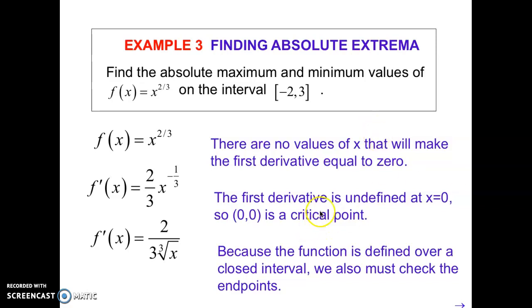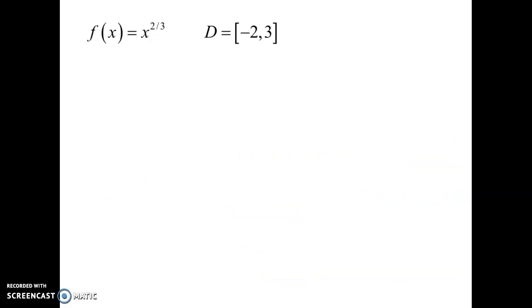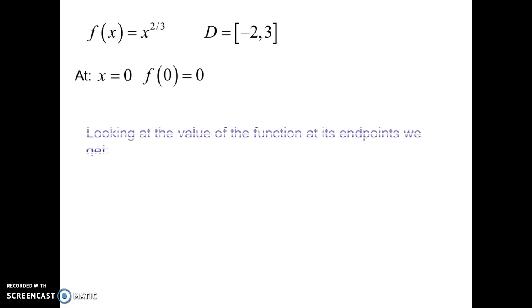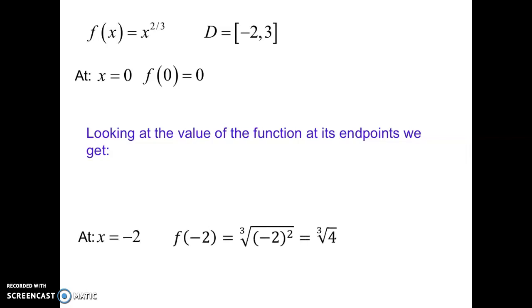So once I find my critical points and I know what the endpoints are, at this point all I have to do is take the critical point at x equals 0 and the endpoints and see what are the values of the function at these points. So in the domain from -2 to 3, at x equals 0, the value of the function is 0. All right, so 0, 0 is my first point that I need to look at. That is a critical point. Now we look at the endpoints. At x equals 2, the value of the function is the cube root of 4.